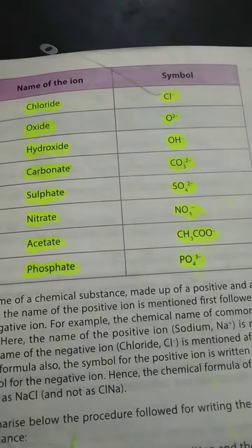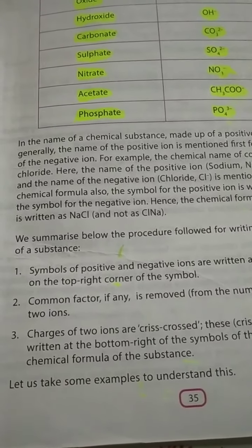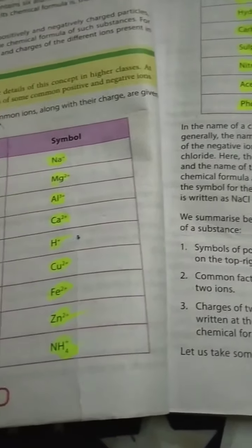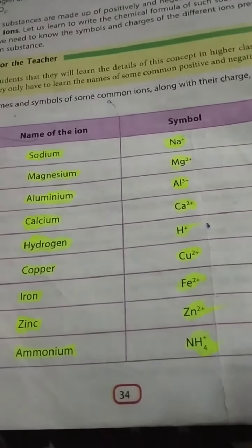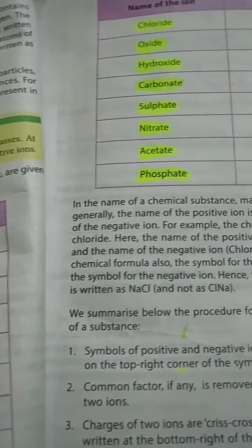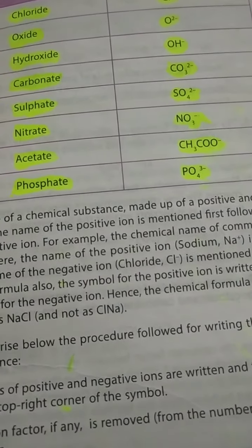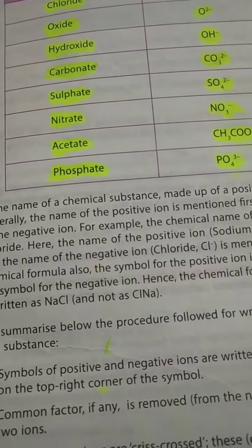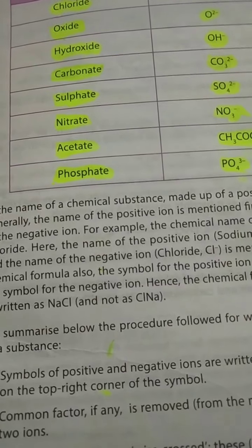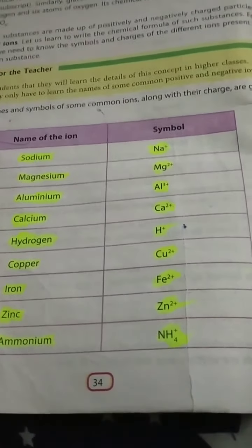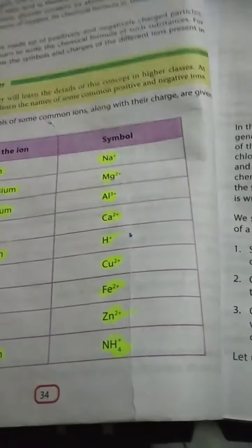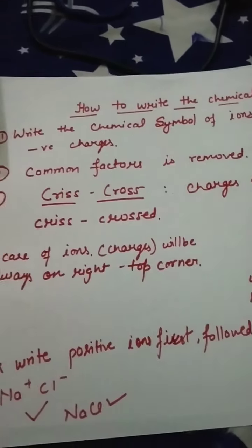So today we will learn how we can write a chemical formula. But for this you have to learn at least these ions and their symbols. These are all very important ions and symbols, and I will also share the symbols of more ions. So for now you must learn all these ions. Moving ahead, we will learn how to write a chemical formula.